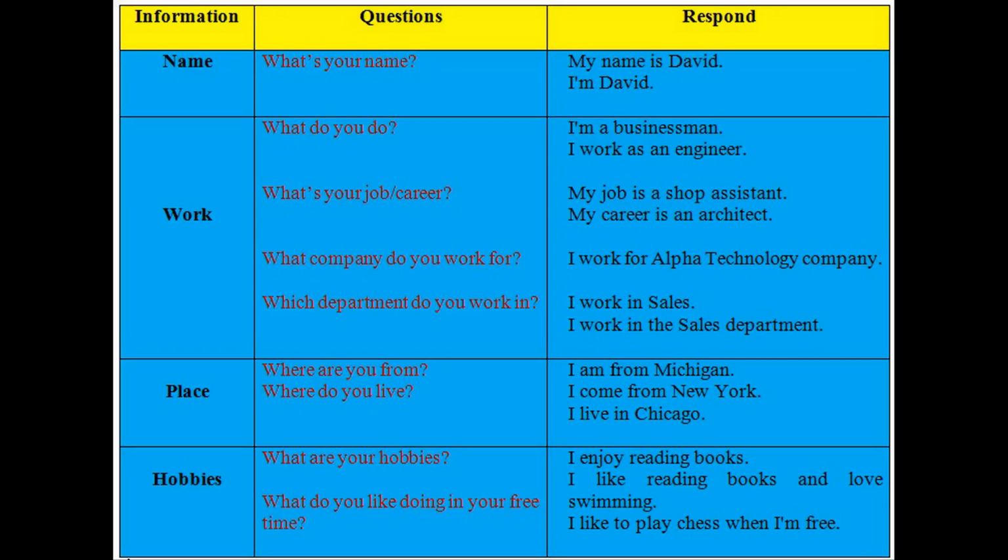The second information you can ask is work, right? You can ask, what do you do? Or what's your job? And the other can answer, I'm a, and after that is a job. For example, I'm a businessman, or I work as an engineer, or you can use my job is, and after that is a job. My job is a salesperson, or my job is a shop assistant.